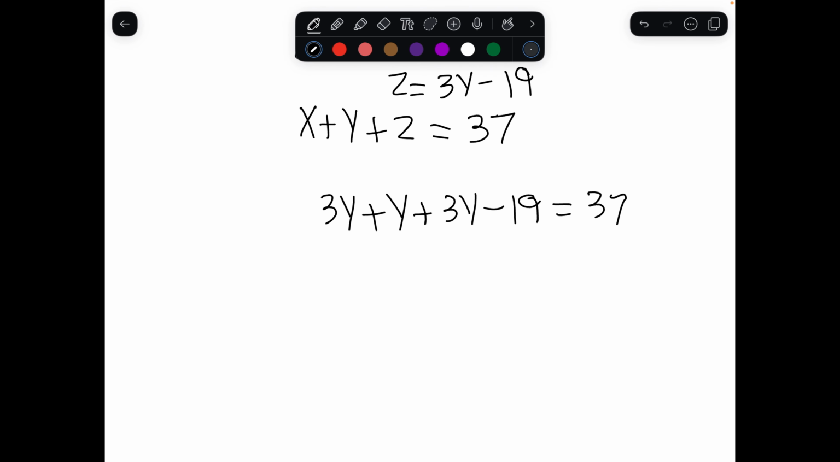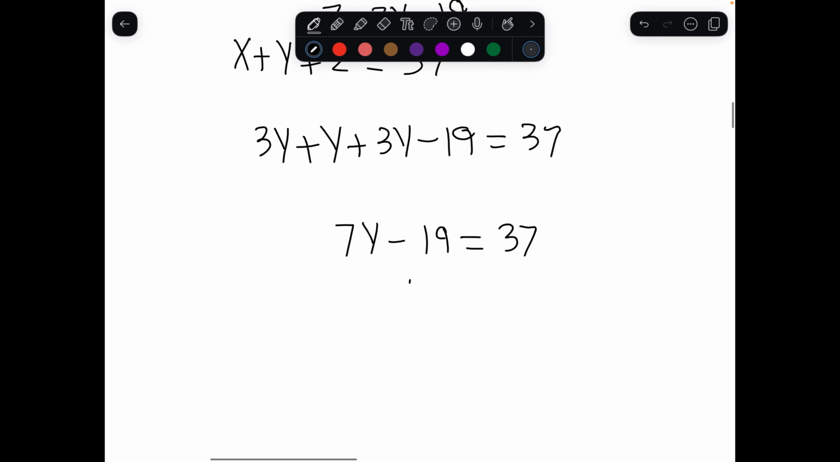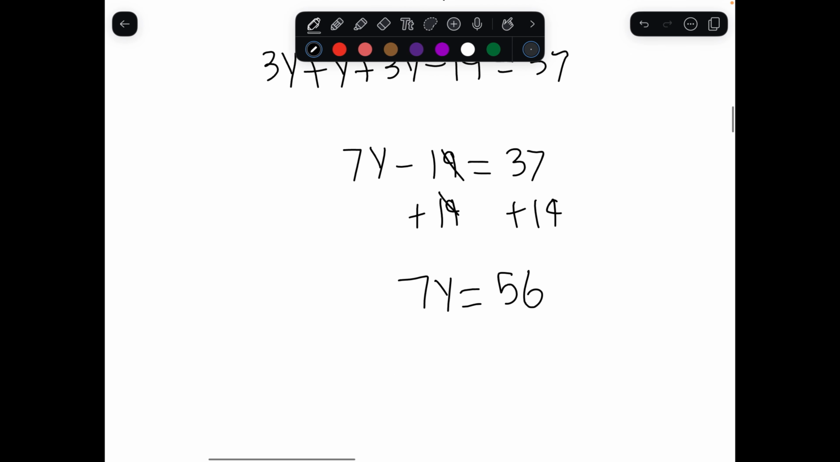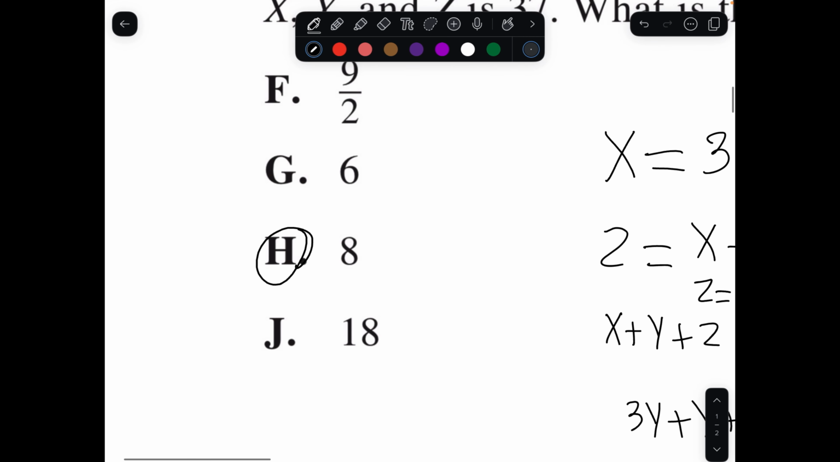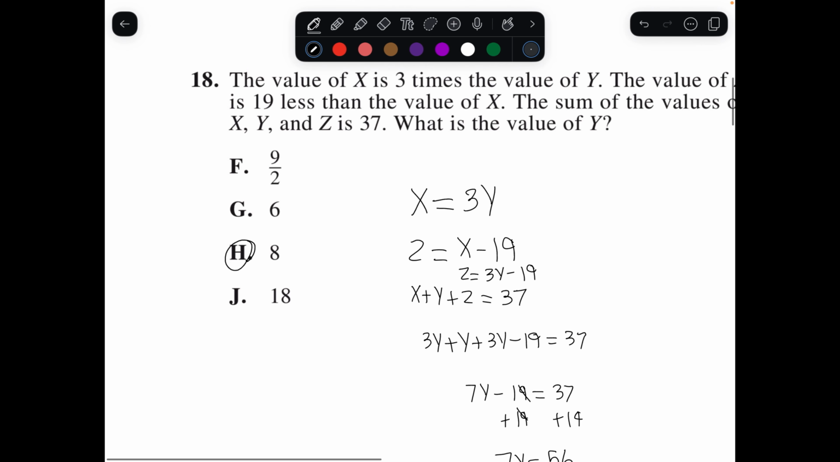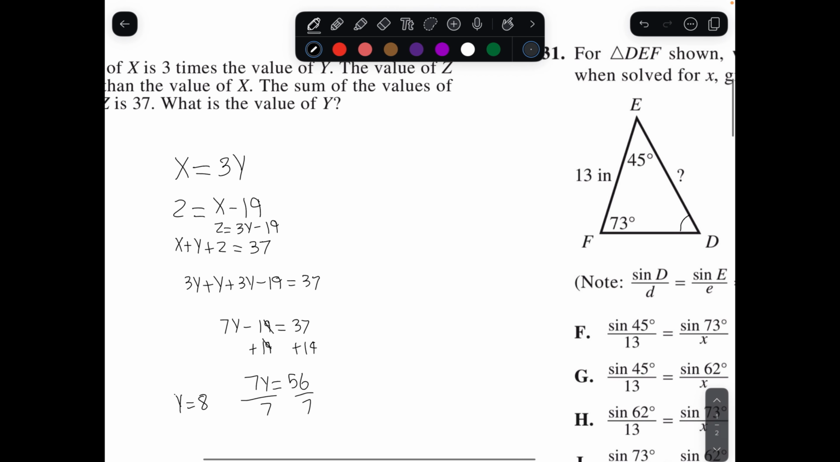So 3y plus y plus 3y is 7y. 7y minus 19 is 37. Add 19 to both sides. 7y equals 56, right? Divide by 7, y equals 8. And yeah, that's the answer to question 18.